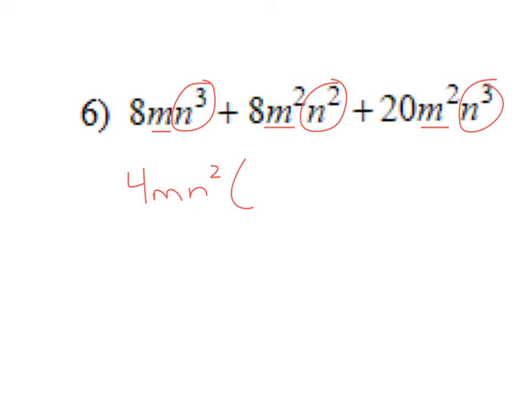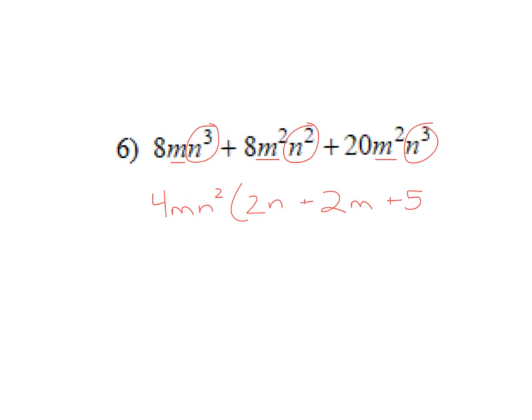So 8 divided by 4 is 2. The m is gone. There's 1 n left. Then 8 divided by 4 again is 2. And then I've got 1 m left, no n's. 5, and I'm going to have 1 m left and 1 n left there.